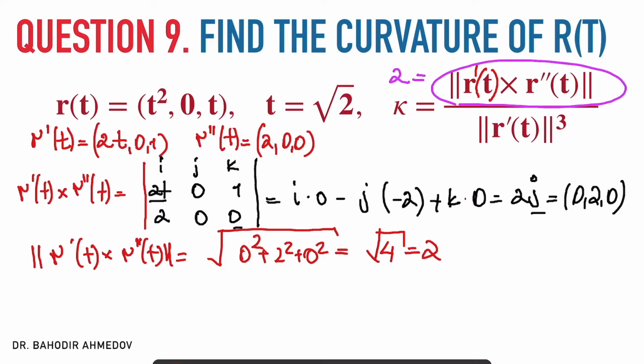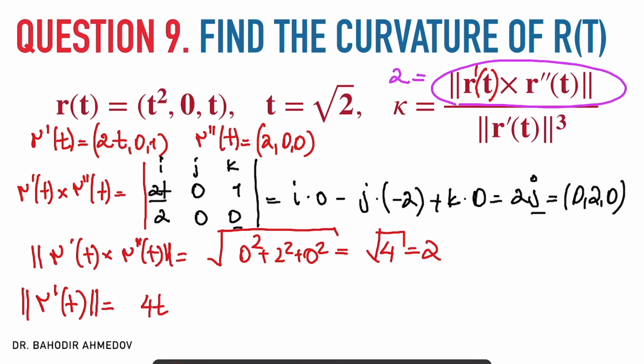On the denominator, we have to evaluate r prime of t at t equal to the square root of 2, right? Or simply, let's find its norm. The norm of this vector is going to be equal to 2t squared, which is 4t squared.